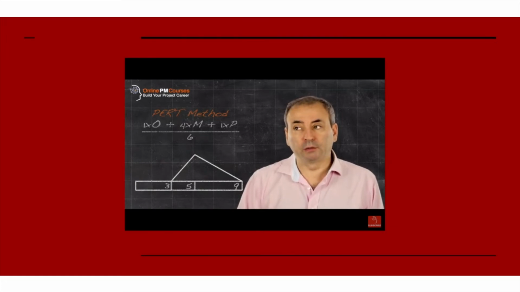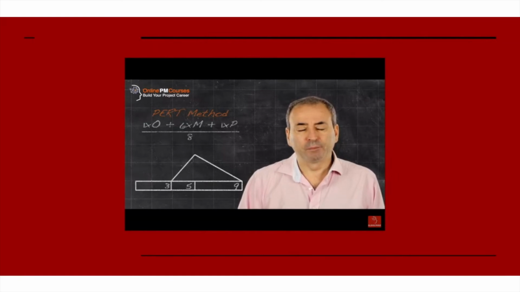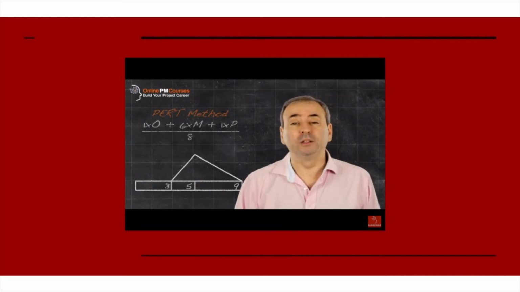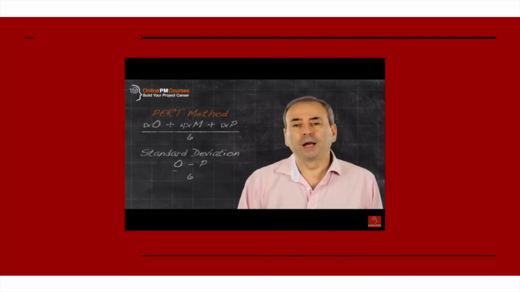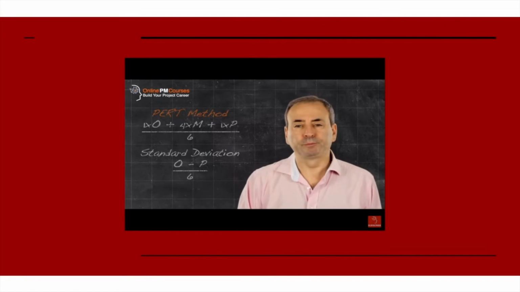That's not the only way we could do it. We could take a highly pessimistic view and multiply the optimistic by 1, the most likely by 4, and the pessimistic by 2, and divide by 7. Or we can just increase the weighting on the most likely. We can also calculate the standard deviation to get some sort of idea of the spread of likelihoods around our average. And the way that we calculate that is we subtract the optimistic estimate from the pessimistic estimate, and then we divide the answer by 6. And that gives us a plus or minus on our average.